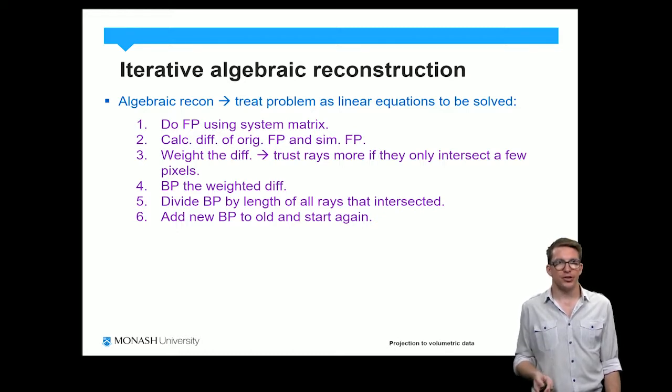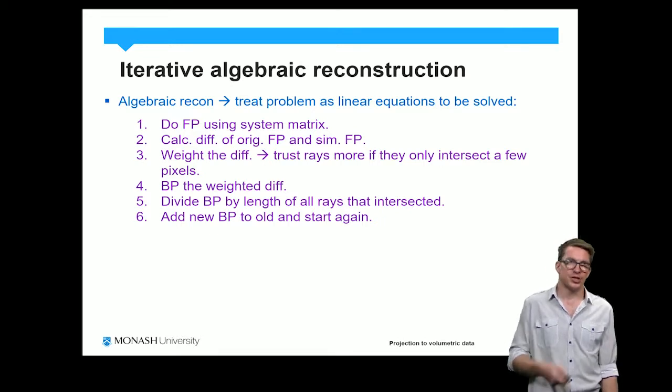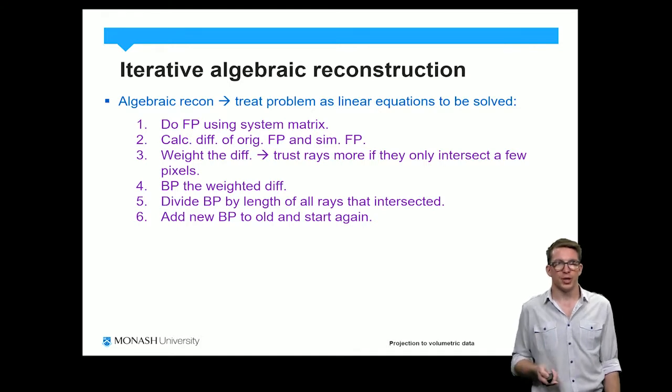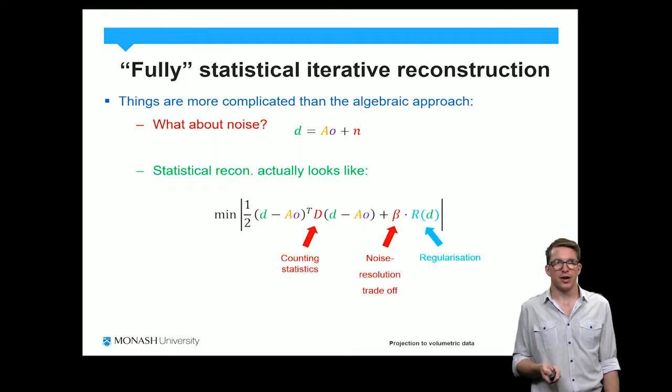Then we back project the weighted difference. We divide the back projection by the length of all rays to do a normalization. And then we add the new back projection to the old, and we start again. And this is the loop that we go around in order to do an algebraic reconstruction.